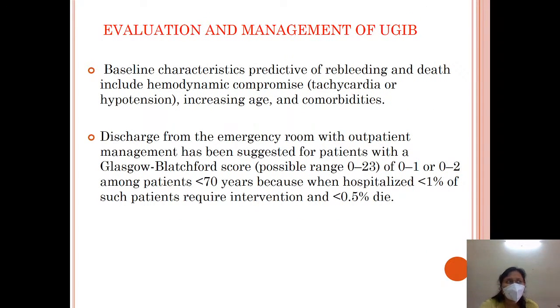Evaluation and management of the upper GI bleed. Baseline characteristics predictive of rebleeding and death include hemodynamic compromise, that is tachycardia or hypotension, increasing age and comorbidities. Discharge from the emergency room with outpatient management has been suggested for patients with a Glasgow-Blatchford score, possible range is 0 to 23, of 0 to 1, or 0 to 2 among patients less than 70 years, because when these patients are hospitalized, less than 1% of such patients require intervention and less than 0.5% die.